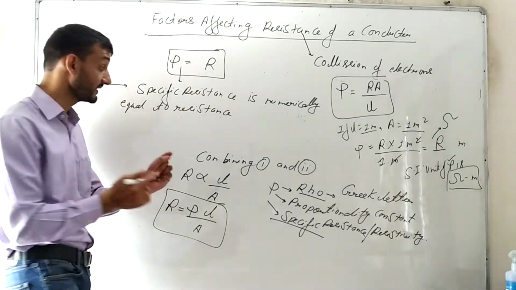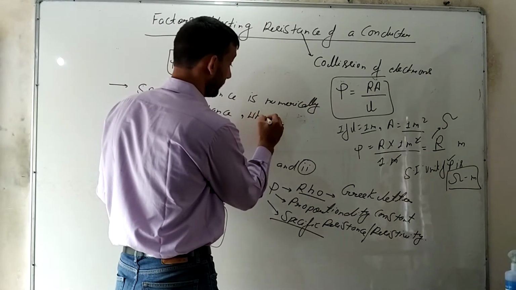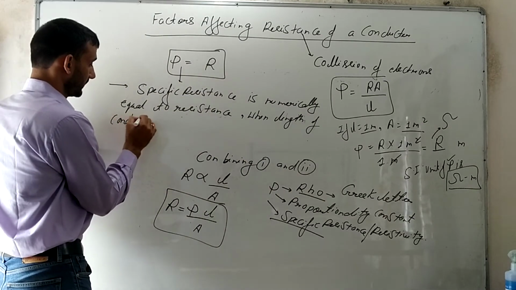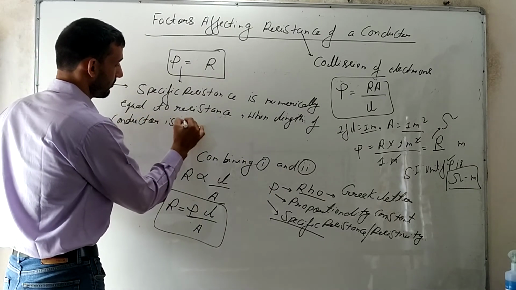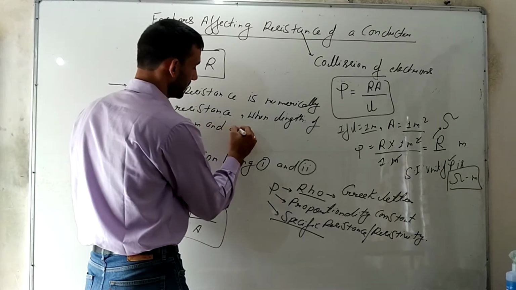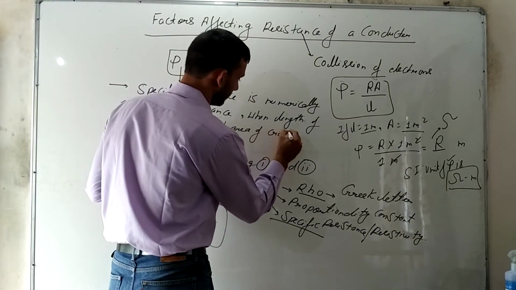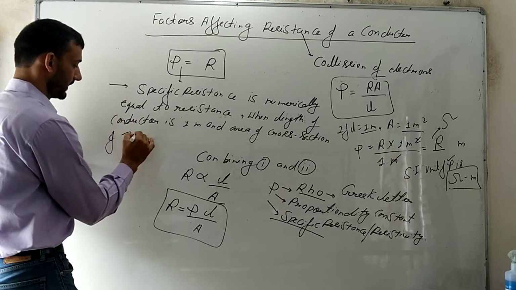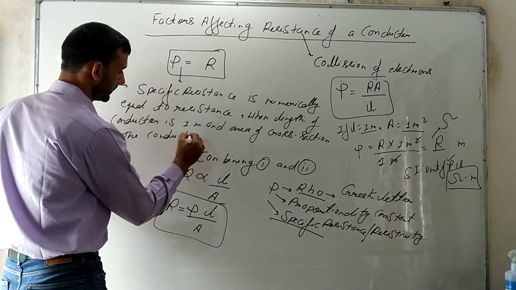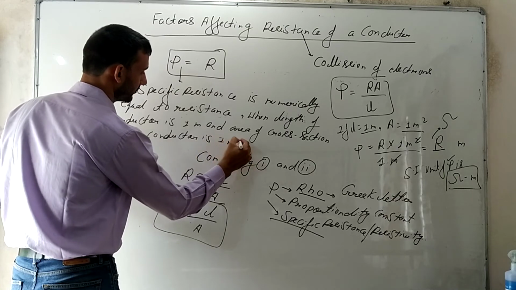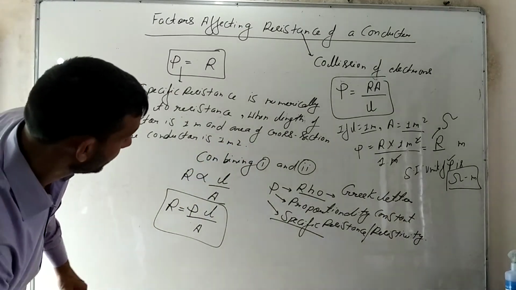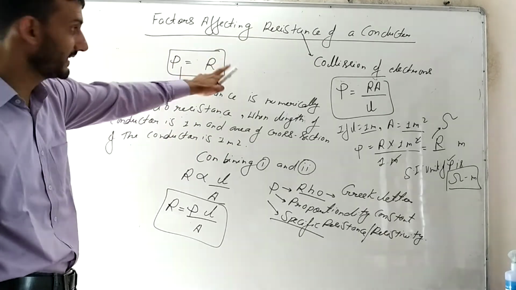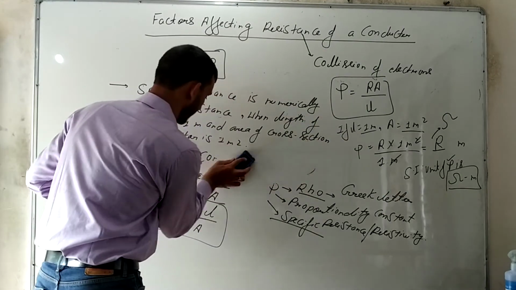It is numerically equal to resistance, but there is a condition: when the length of the conductor is 1 meter and the area of cross section of the conductor is 1 meter square. So when length is fixed, and area is specified, then this specific resistance is numerically equal to the resistance of the conductor.